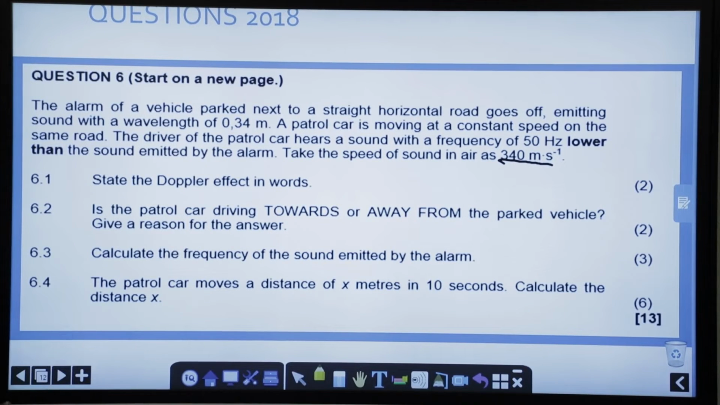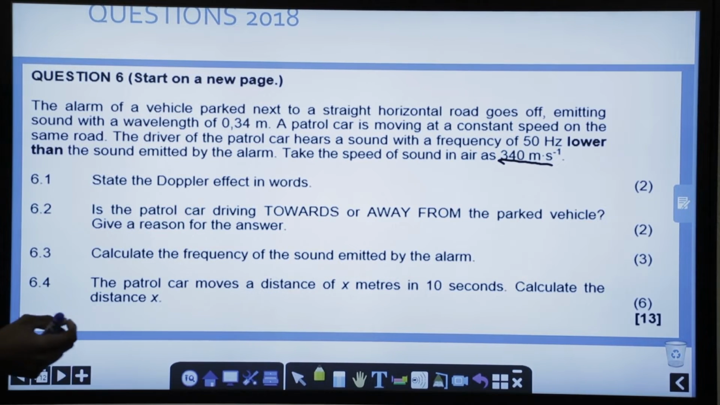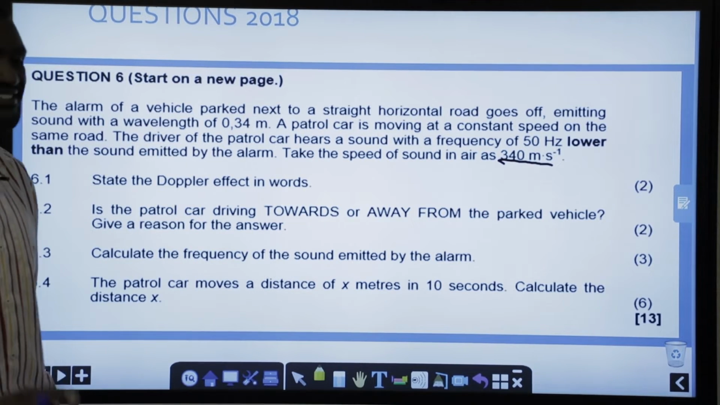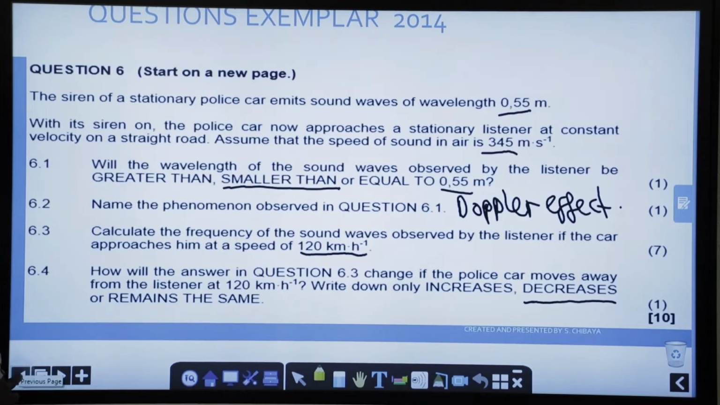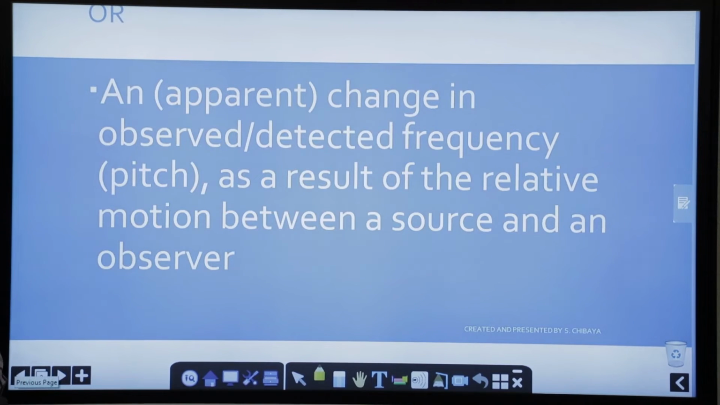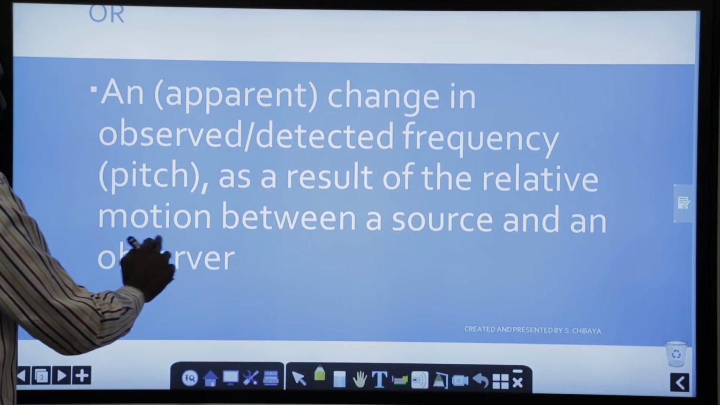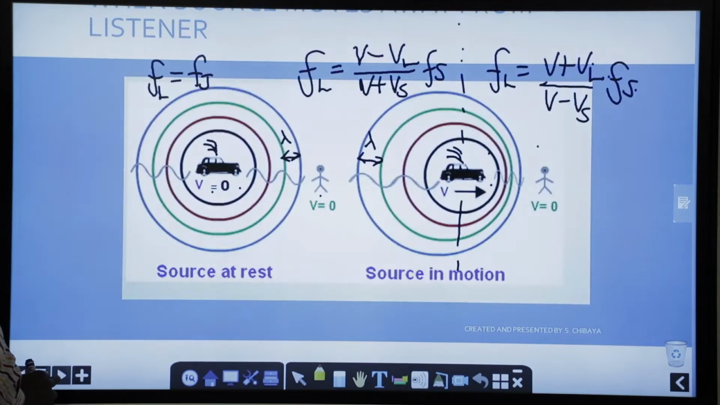So Doppler effect says an apparent frequency heard by listener. What happens to that apparent frequency heard by listener? We need to remember that the apparent frequency heard or observed by listener is, go back to the definition. There are two definitions. As a result of the motion between a source and an observer.